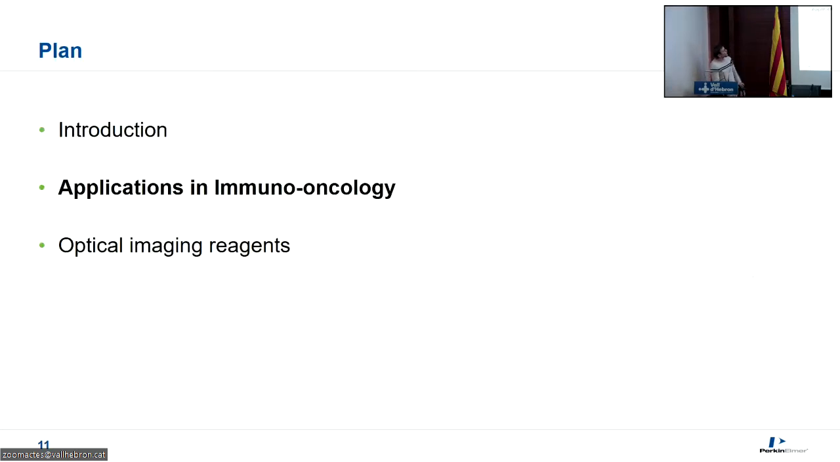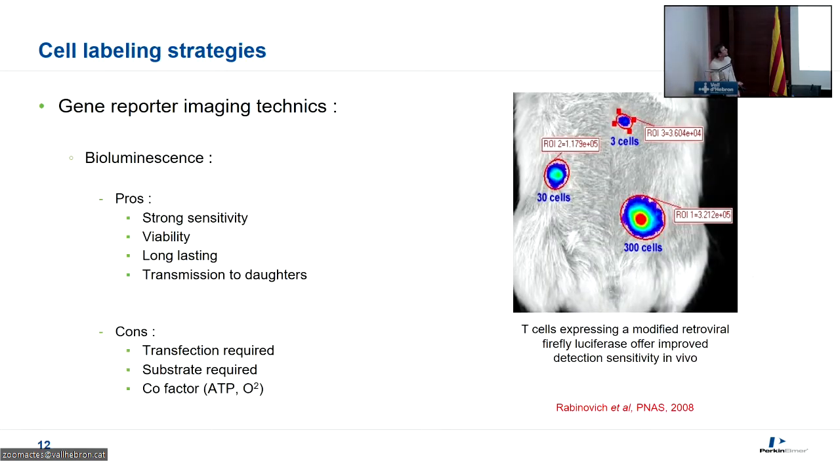Now I'm going to move to the applications in immuno-oncology. First of all, it's mainly about being able to follow cell populations. So in order to follow cell populations, you need to tag them in order to track them. So the first strategy I would develop here is the use of a gene reporter imaging technique, basically bioluminescence, using a gene coding for a luciferase.